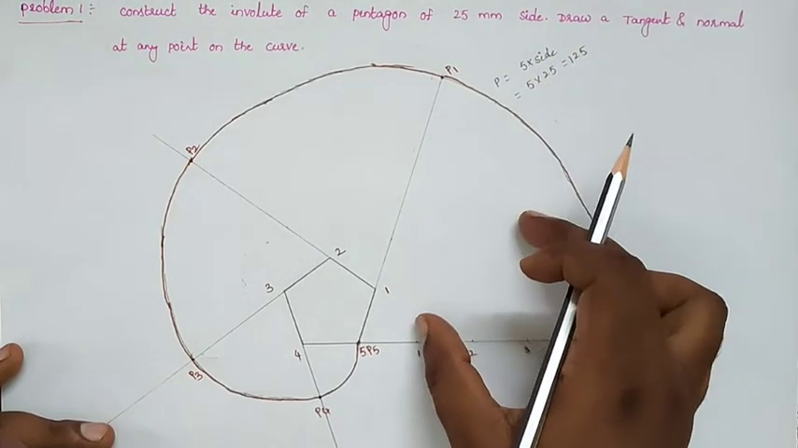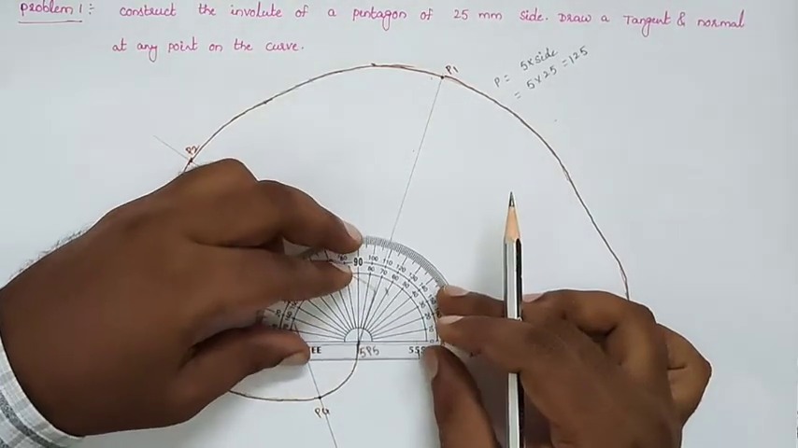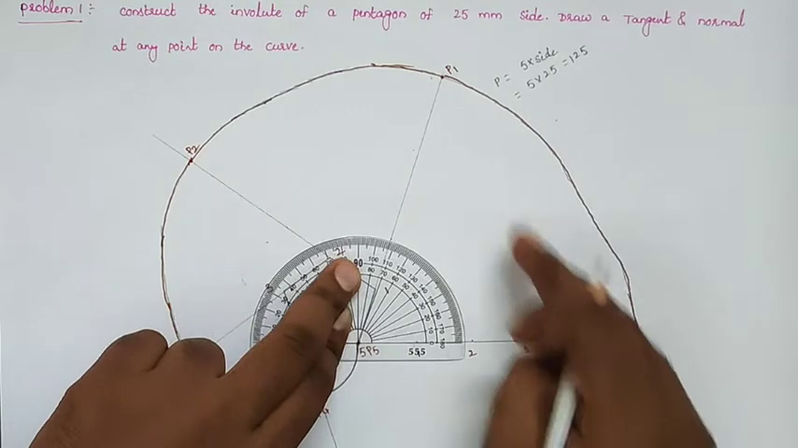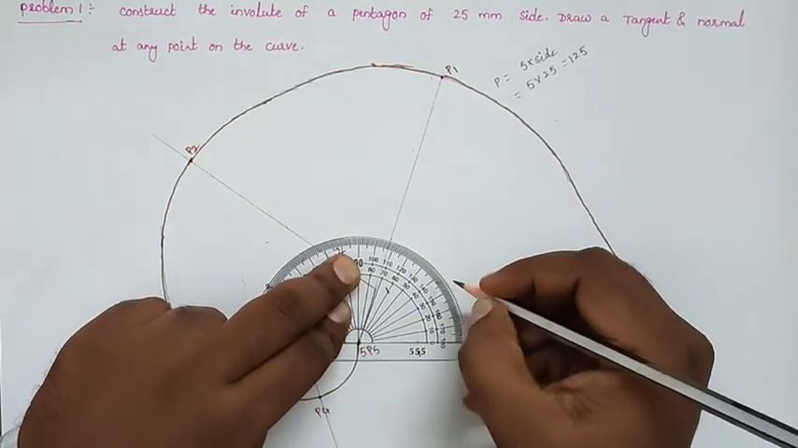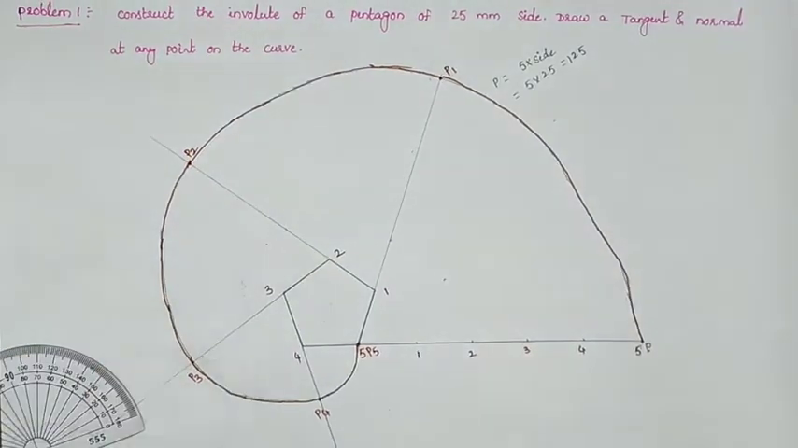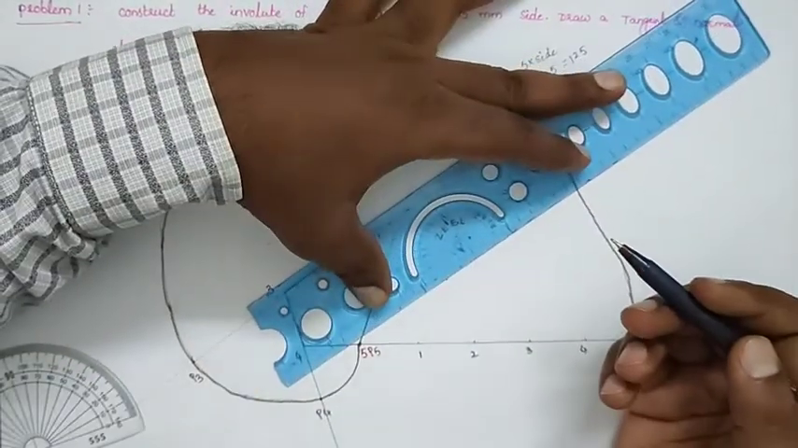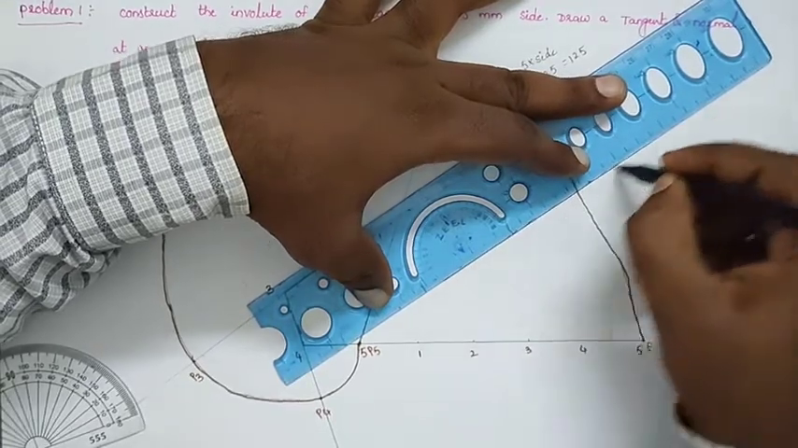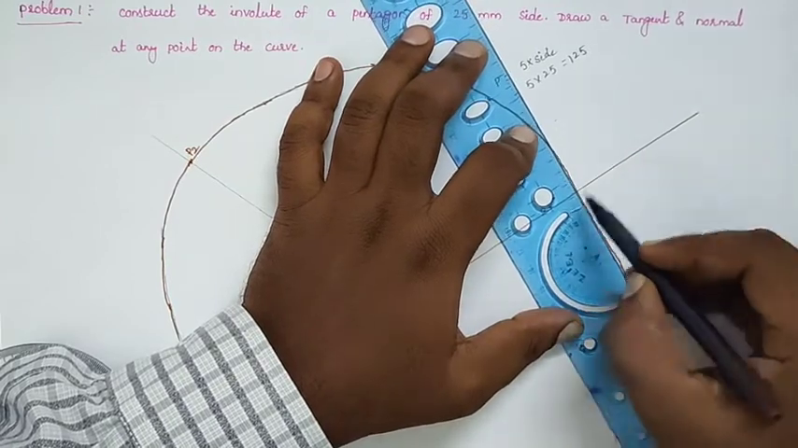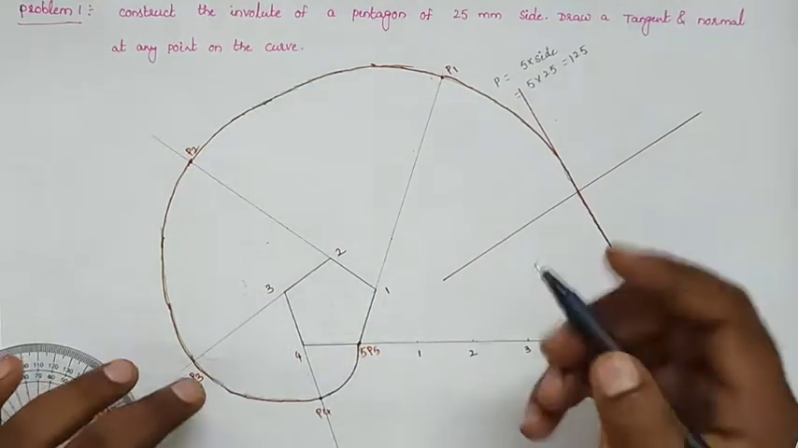So this angle should be 72. I am taking the half of that 72 angle. The total angle should be 72, and I am taking half of that angle. Through this angle we will draw the tangent and normal. This is our normal, and through this point we will draw the tangent. This is our tangent, like that. We will draw the tangent and normal.